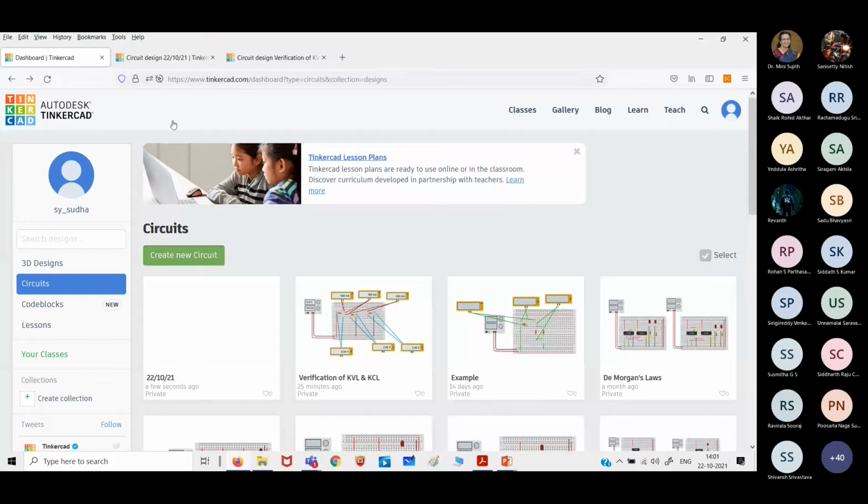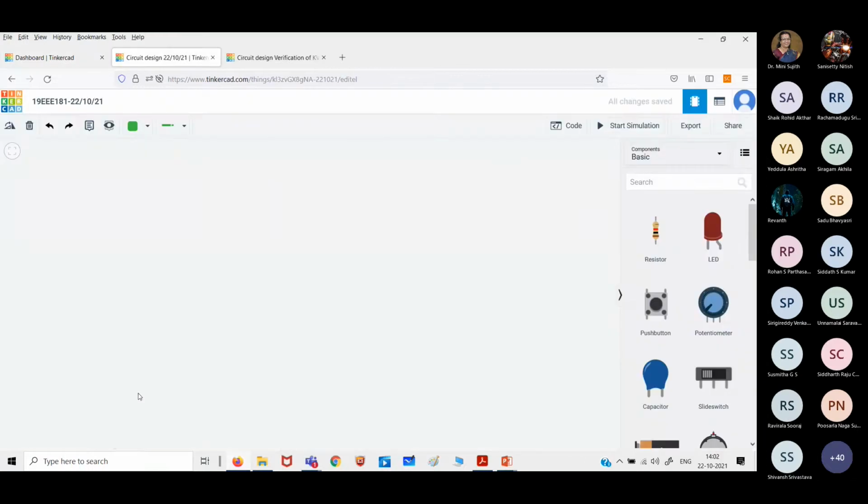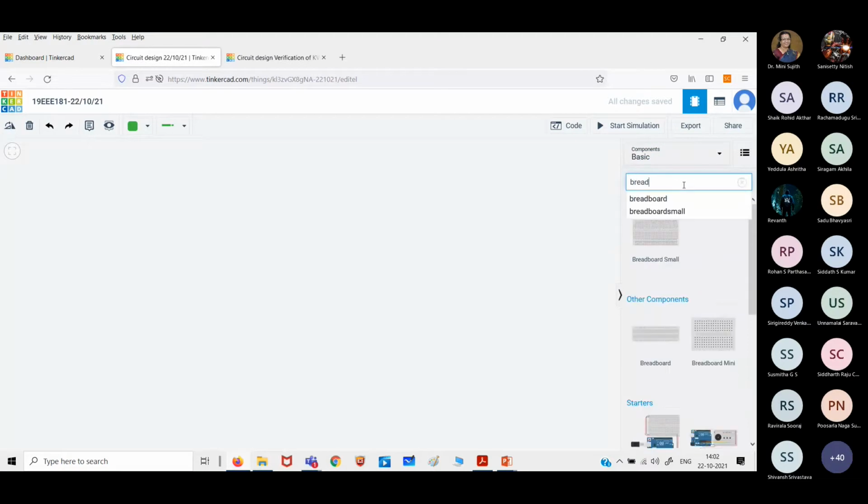Once you click here, create new circuit, you will get a window like this. An empty window, wherein you will have components, basic, varieties of components, whichever is required by you. So let us click the basic components. Now we need to connect all these things on breadboards. So we'll start with the breadboard.